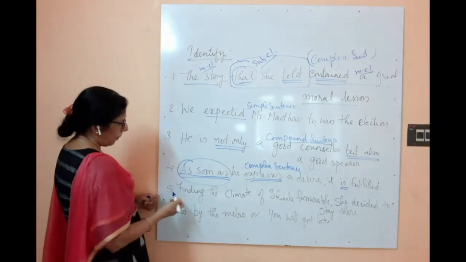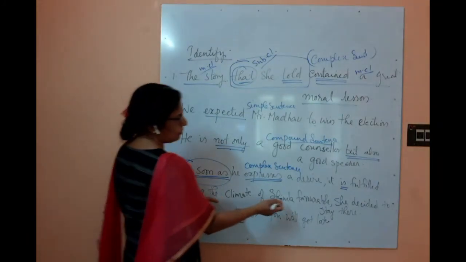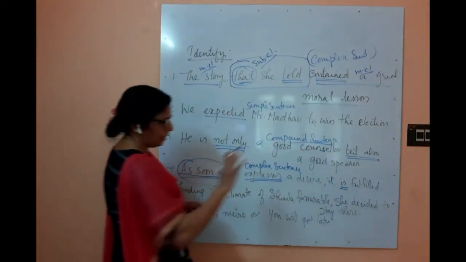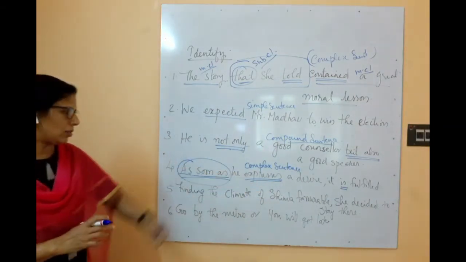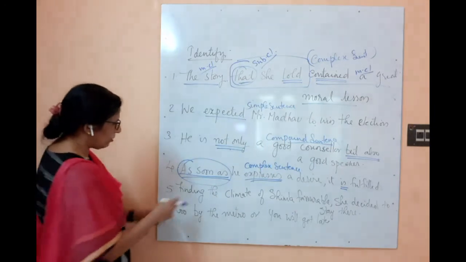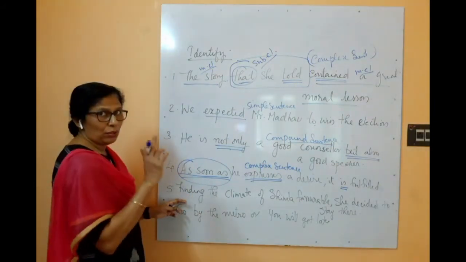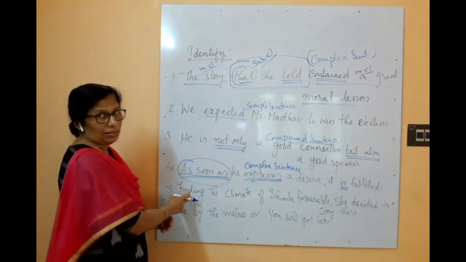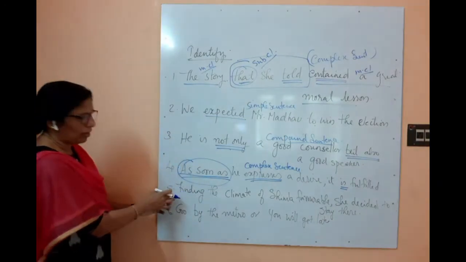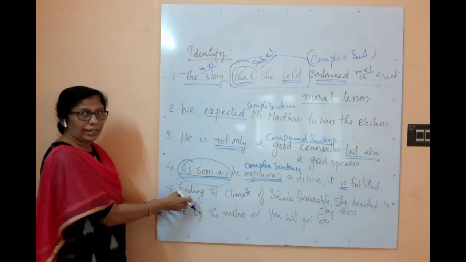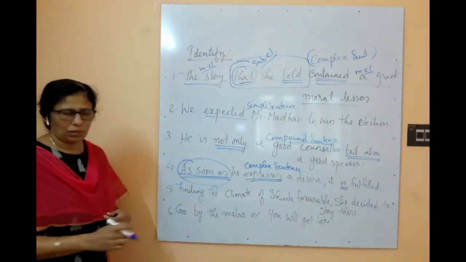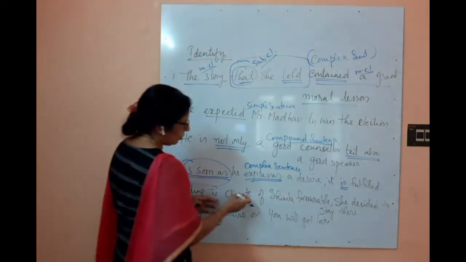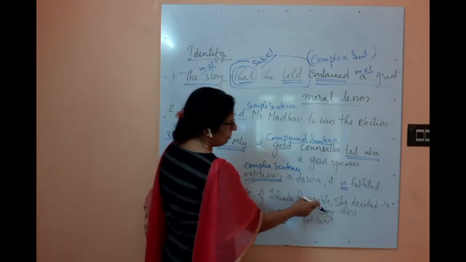And the fifth one, finding the climate of Shimla favorable, she decided to stay there. Can you pick out the verbs? Finding, is it a verb? No, this is a gerund. Okay, there is no helping verb. If a helping verb is there, only then can you identify this as a verb. Okay, finding what? The climate of Shimla favorable. So this is a gerund. So there is no verb here for climate of Shimla favorable.